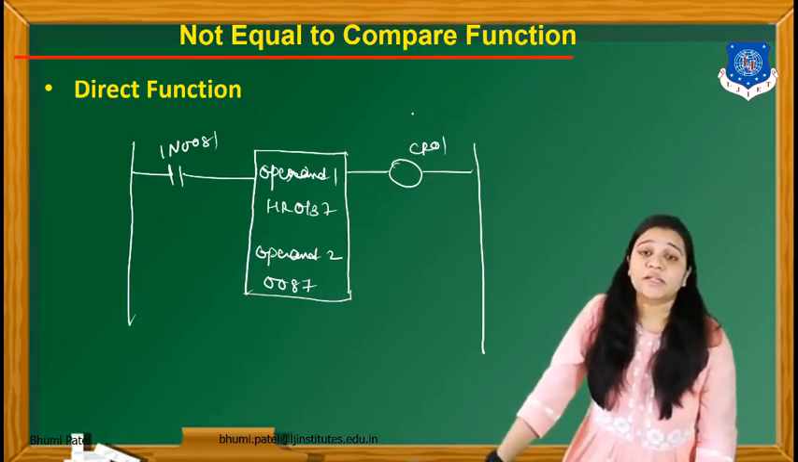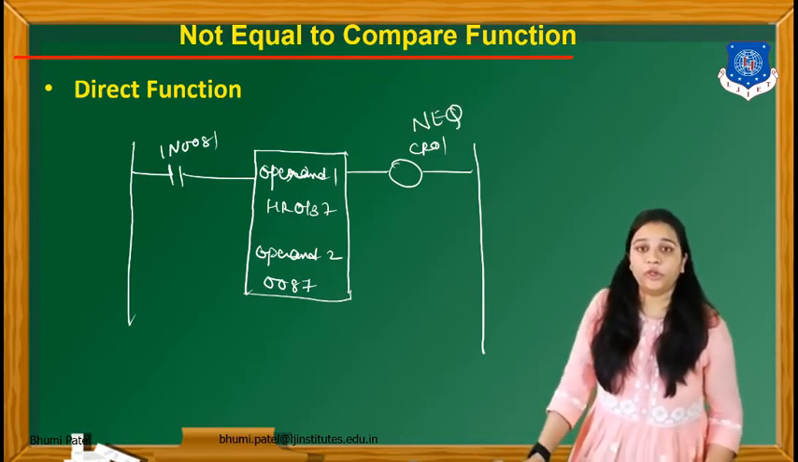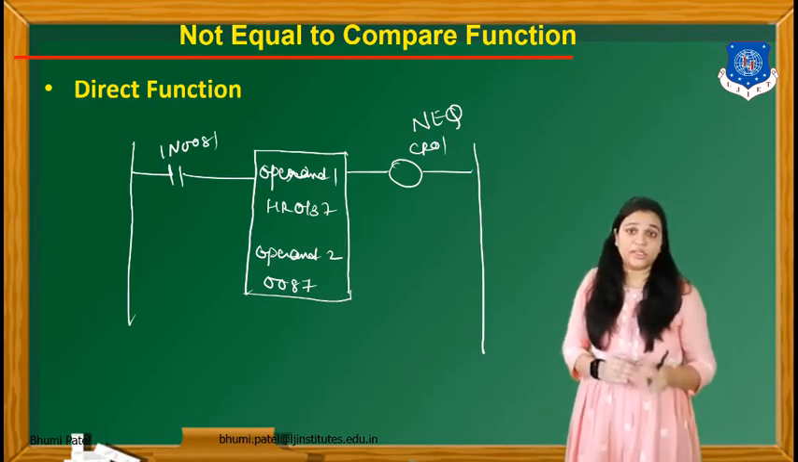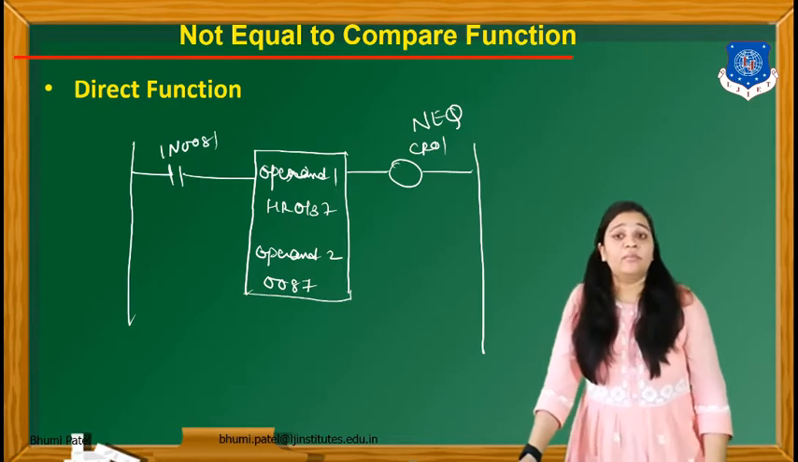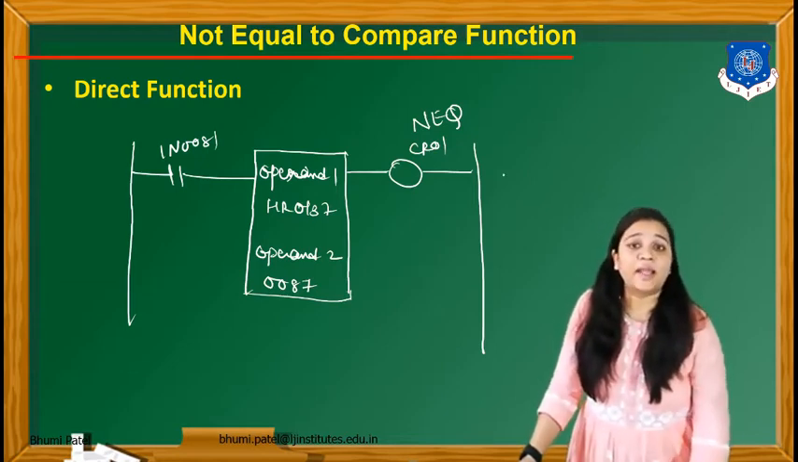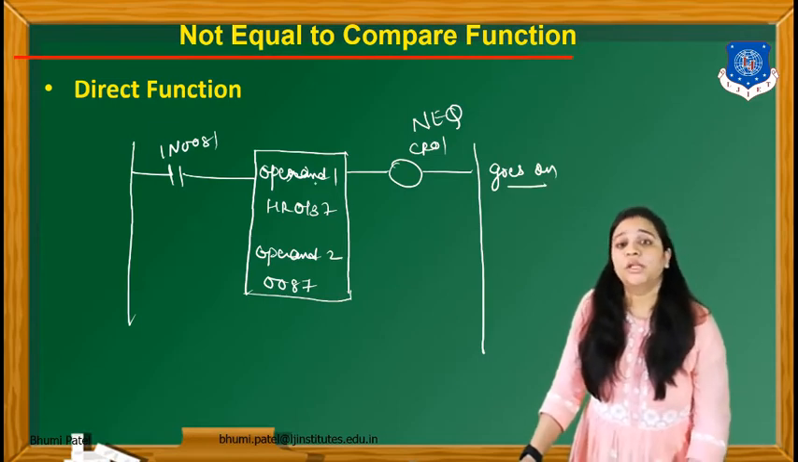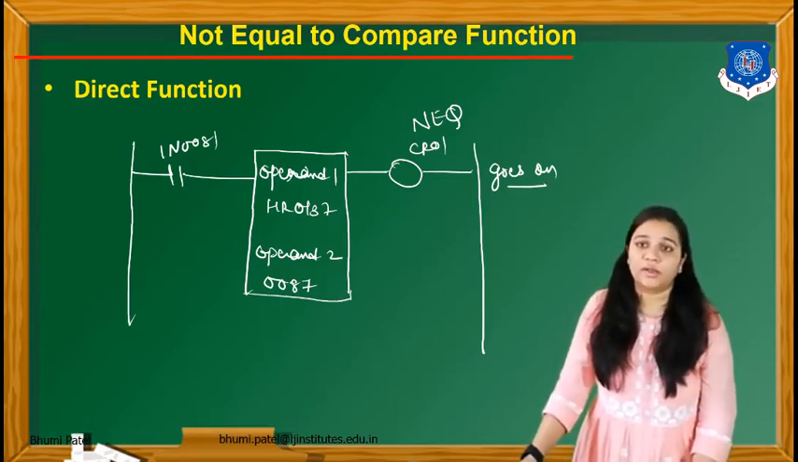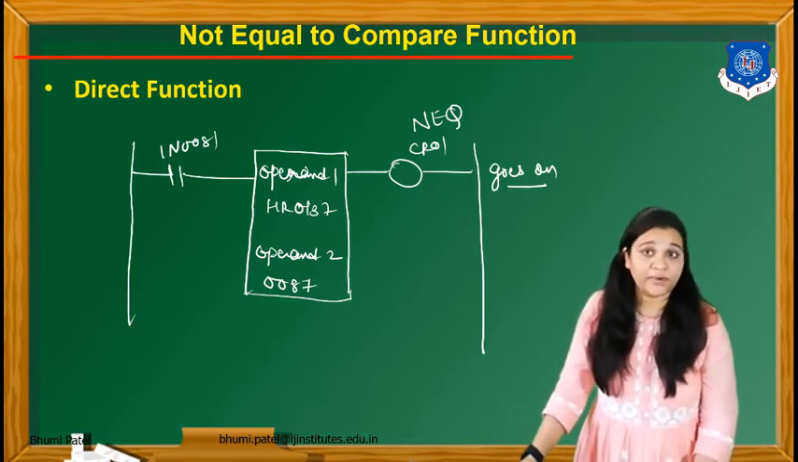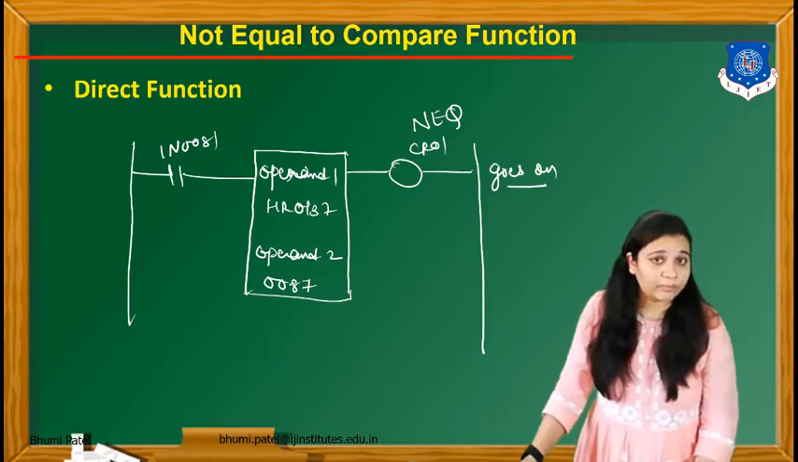As we discussed in the last session, the direct command for not equal to is NEQ. It checks the numbers in operand 1 and operand 2. If both numbers are not equal, my output goes on. If both numbers are equal, my output stays in the false condition. So this is the direct function used for the not equal to compare function.